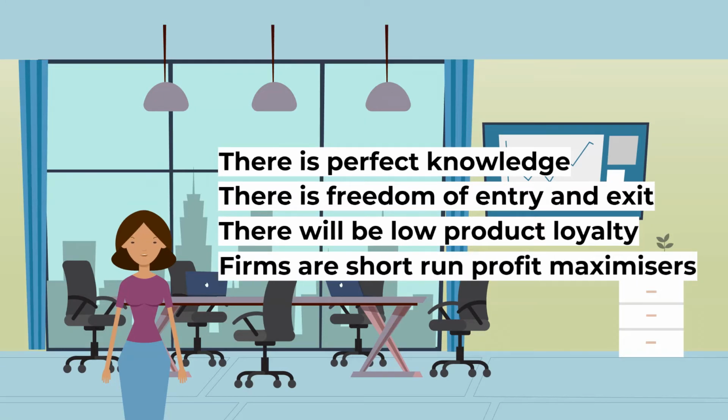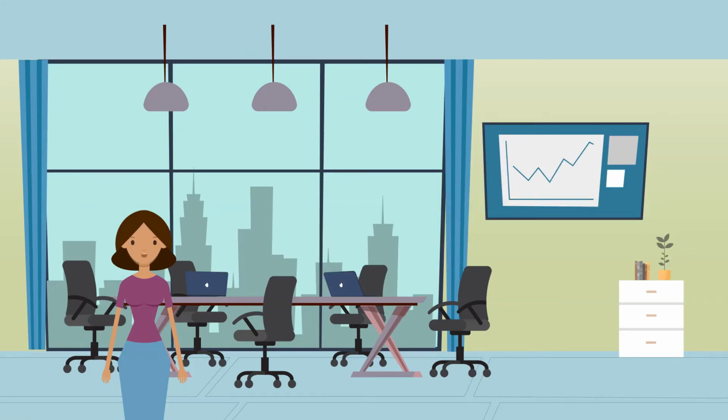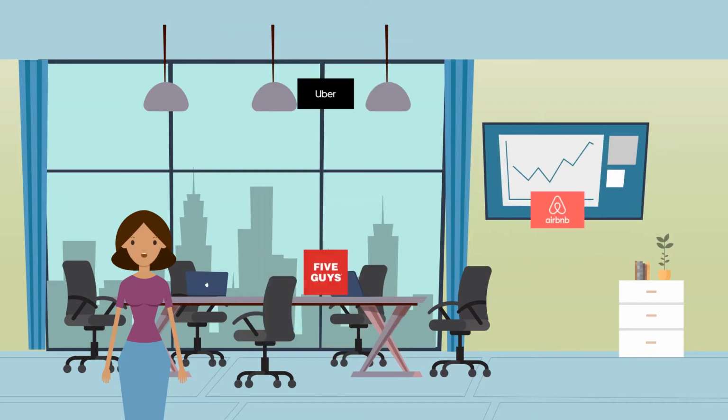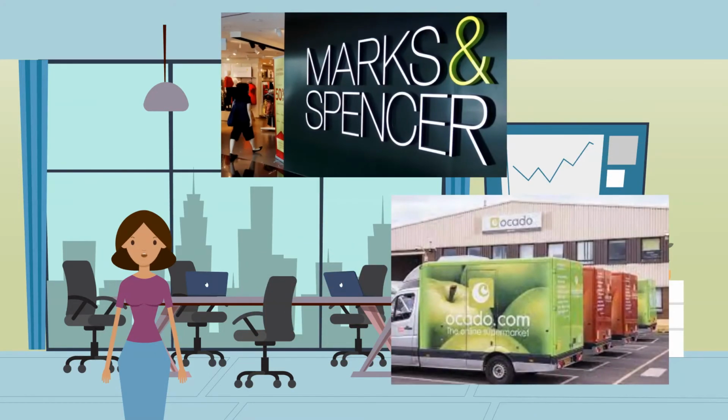We assume firms are short-run profit maximizers and do not collude with each other. Some examples of contestable markets are the taxi industry, with the introduction of Uber, the hotel market, with Airbnb, and fast food, due to Five Guys. Another example of contestability is Ocado, who are set to replace M&S in the FTSE 100 in 2018, showing the new replacing the old.